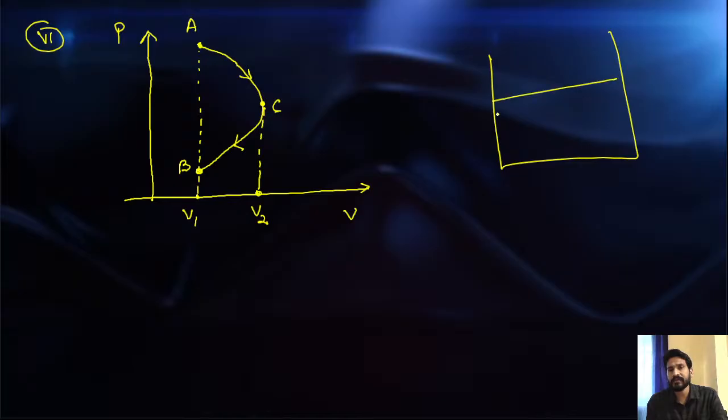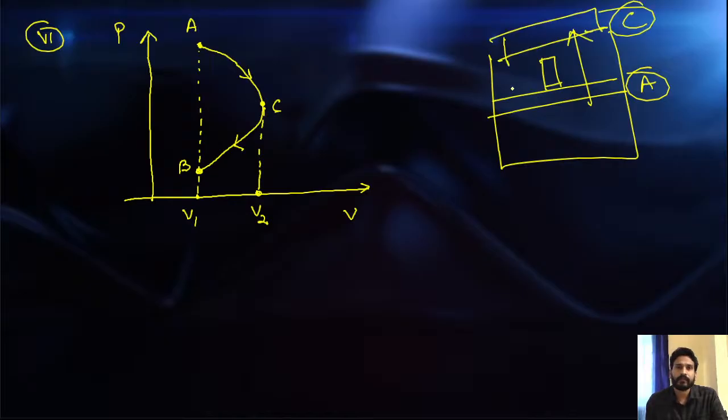Let's suppose this is my cylinder piston system. From A to C, my volume will be increased. Let's suppose this is A, and by increasing volume, the piston is here at C. Volume is going upward, piston is going upward. After that, we are doing some work on it, and again it is at B. So this much work you have already done, or you are getting. So how will the work done be zero? No, work done will not be zero. Is it clear to you?